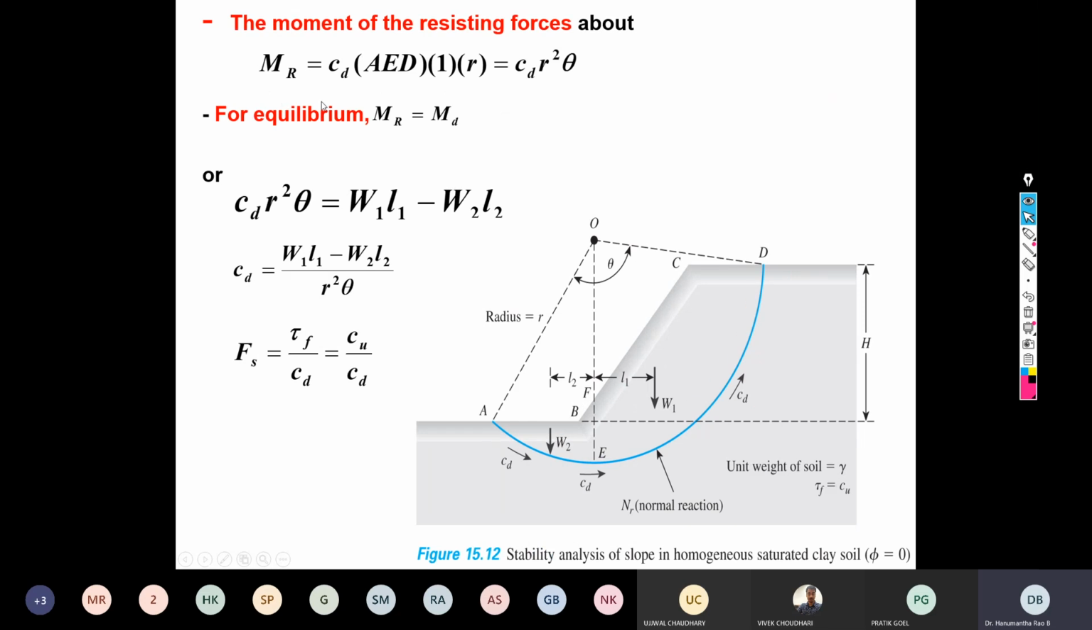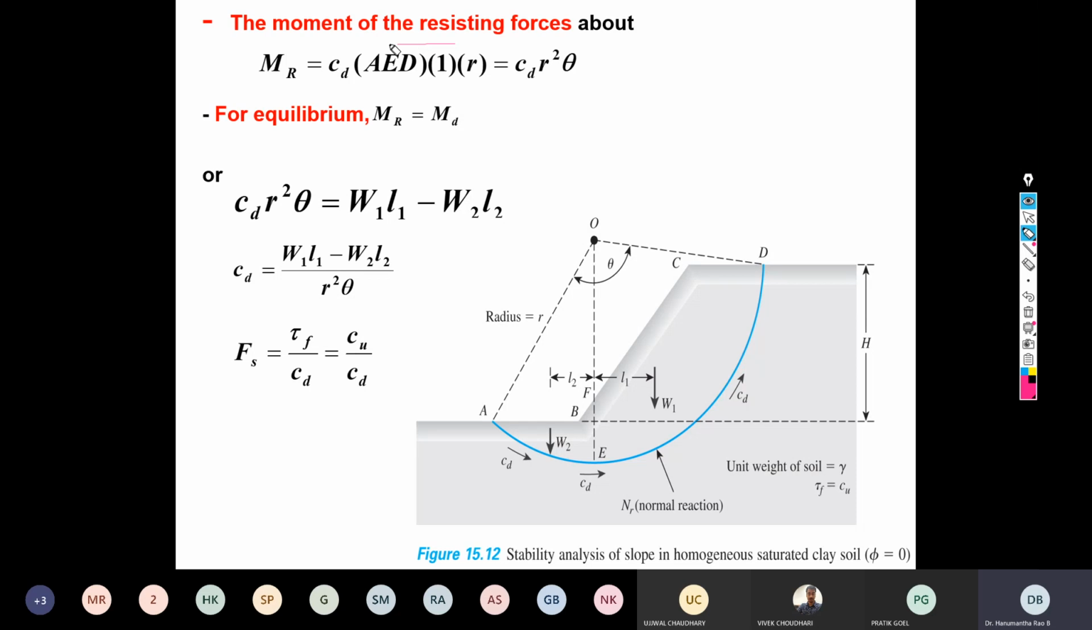Now try to calculate the resisting moment. The resisting moment is whatever cohesion is going to develop all along the failure plane, that is CD, but CD is spread over a length of AED. The cohesion is going to develop all along the length of the slip circle. It is not at one place, and it is per unit length perpendicular to the monitor.